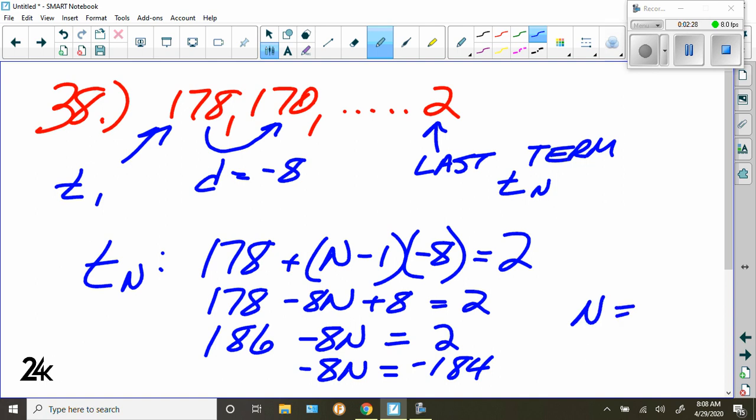Hello, pink calculator. Clear. 184 divided by 8. Hey, look at that.